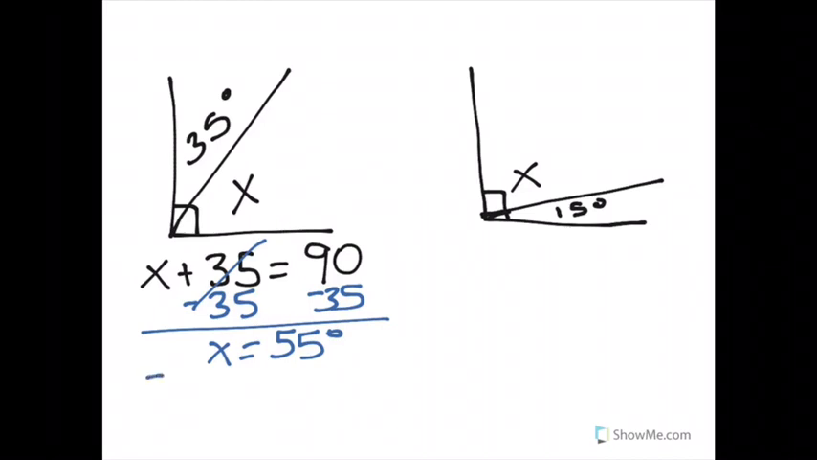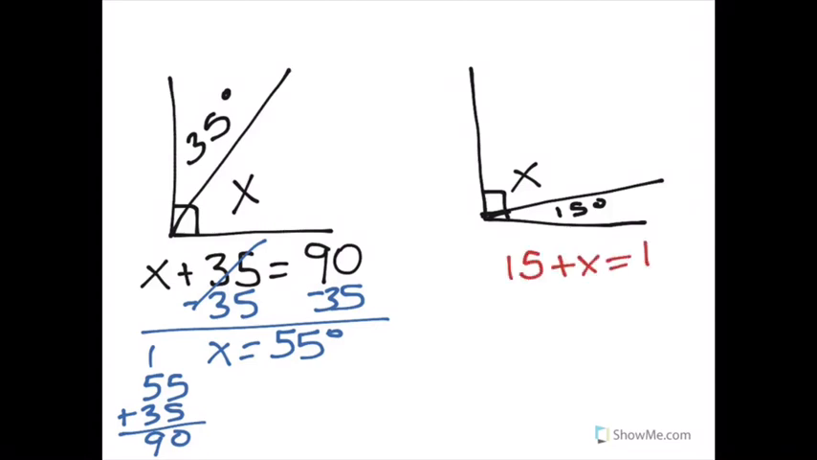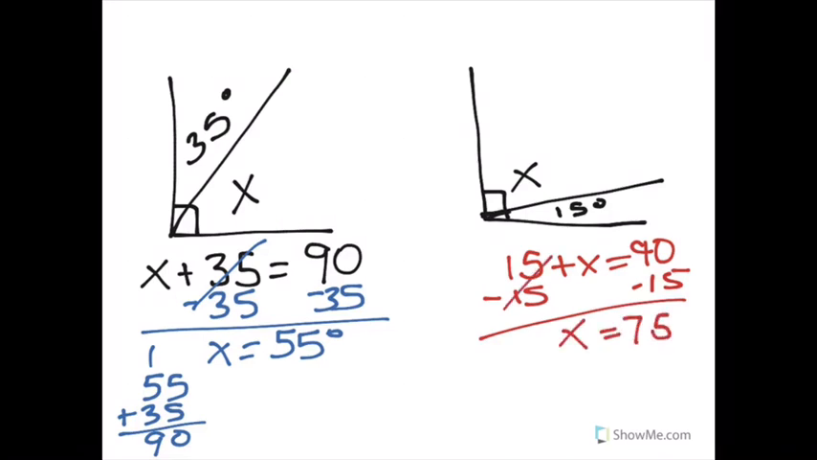We can test it by adding them back together, otherwise known as checking our work, and we get 90 degrees. In the other set, we have 15 plus x equals a 90-degree angle, or total of 90 degrees, I should say. We subtract the 15 from each side, leaving us with x equals 75 degrees.